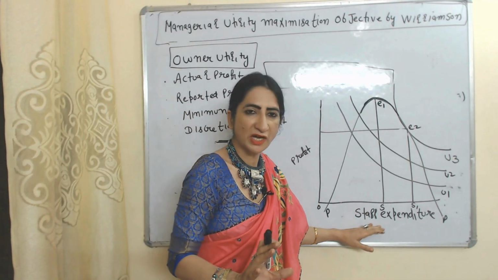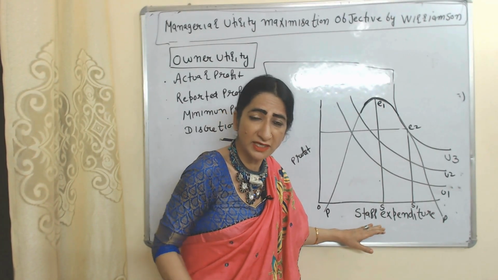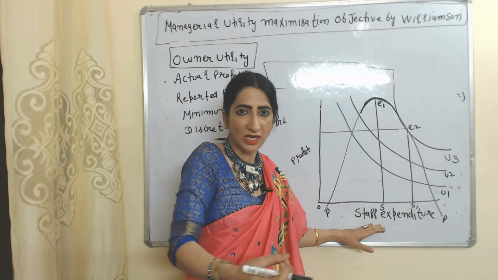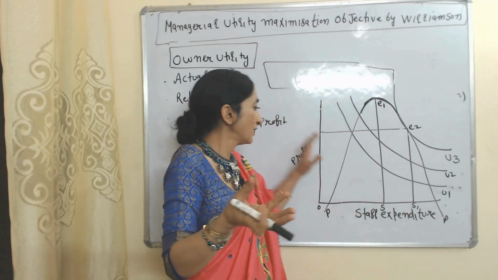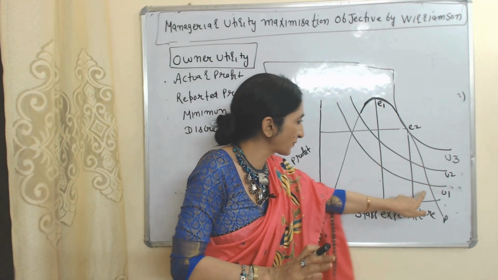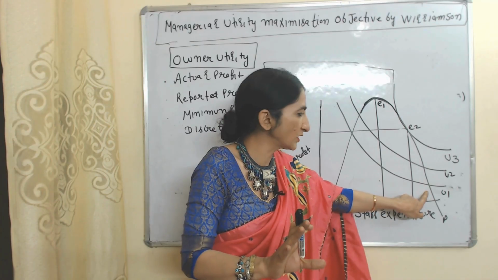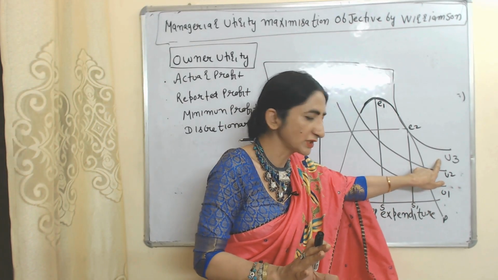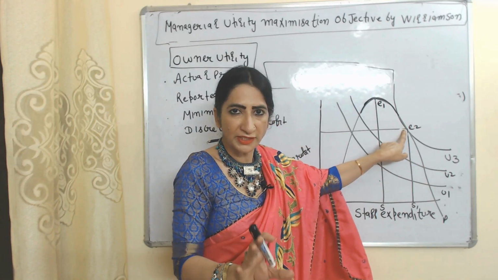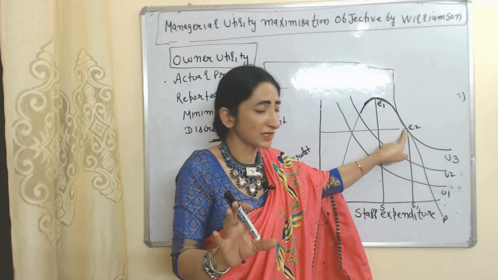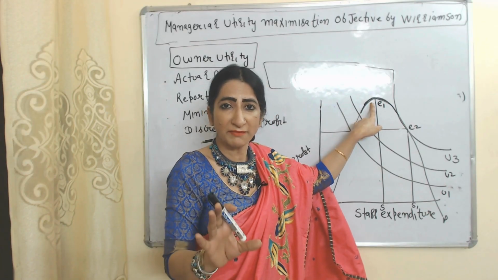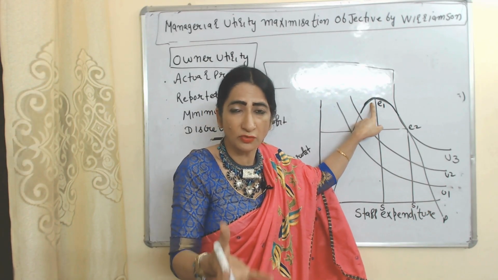On the x-axis we have staff expenditure. Staff expenditure will increase the manager utility. Obviously, if you are spending more on staff, your manager will become happy. On the y-axis we have profit, which mainly represents owner utility. PP is a profit curve, this one, which represents owner utility. U1, U2, U3 curves represent manager utility. At E2 point, manager utility is maximum, that's why the manager will try to achieve E2 point. At E1 point, profit is maximum, which will give higher utility to the owner.